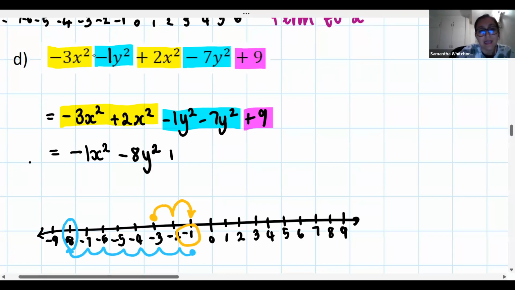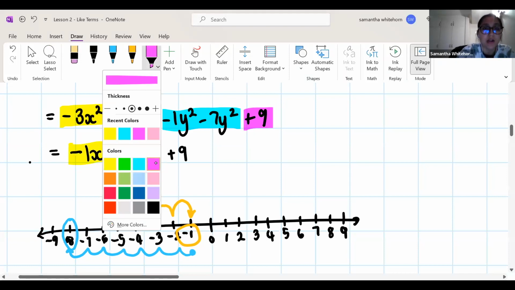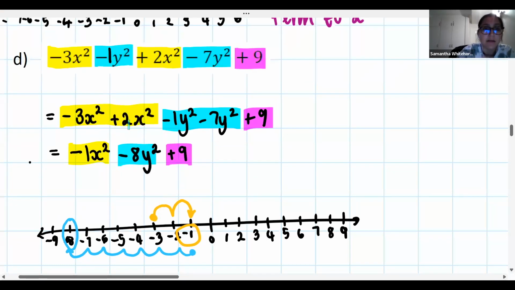And as I said, that plus 9 has no like terms to it. It's going to stay plus 9 because there is nothing that I can add or subtract to that plus 9 in order to simplify it. And so that's it. What that therefore means is that my final answer is minus x squared. If you want to write minus 1x squared, that's fine. Minus 8y squared plus 9.